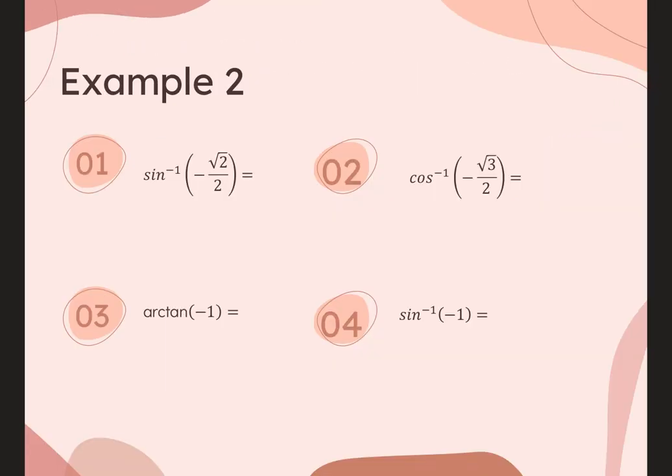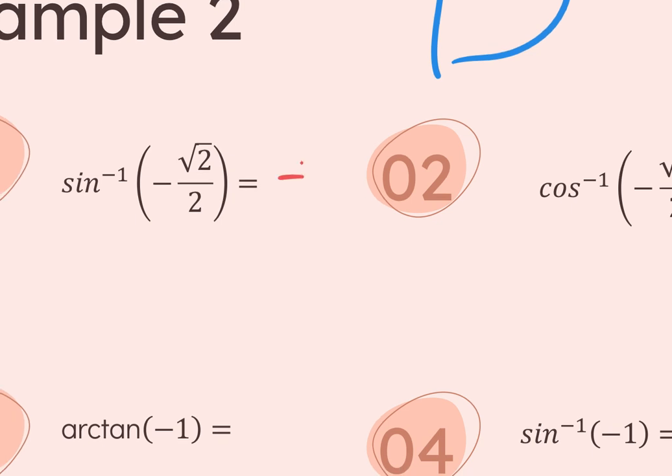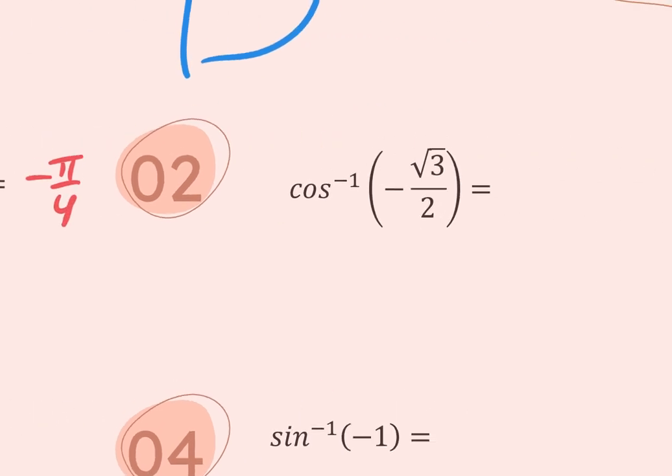All right, so now think of those restricted areas. It would be sine and tangent on the right. It would be cosine on the top. So what's the answer to sine inverse of negative root 2 over 2? Negative pi over 4. What's the answer to cosine inverse of negative root 3 over 2? Not negative pi over 6. Cosine's the top, so cosine's angles will never be negative. 5 pi over 6.